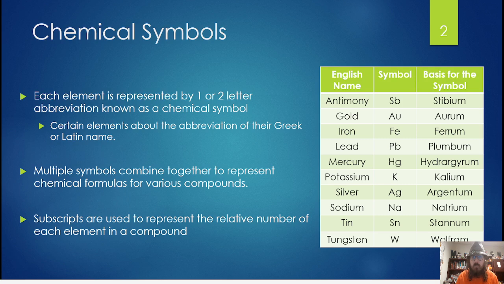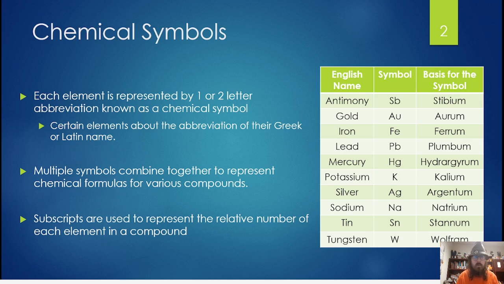For example, gold is not a G but an Au because it's from aurum. And iron is ferrum. Mercury is hydrargyrum. So some of these have unusual names. But for the most part, you can trust the name to match up somewhat similarly to the symbol.